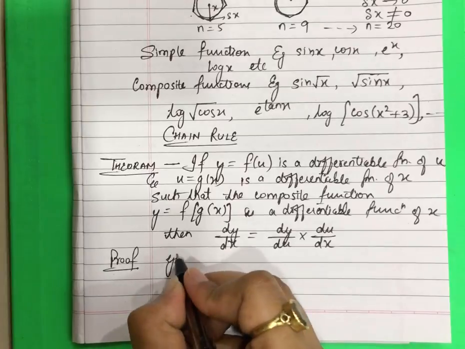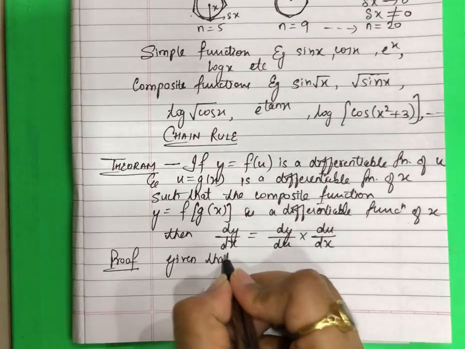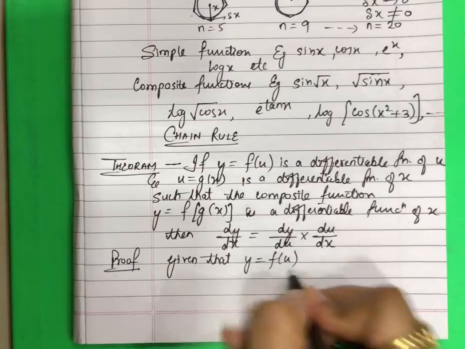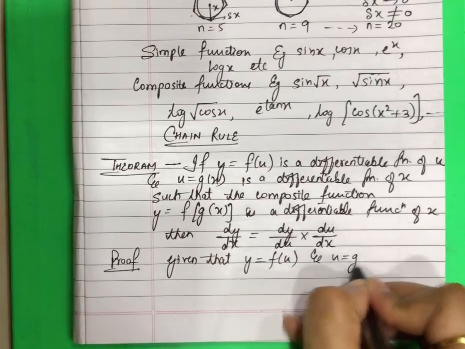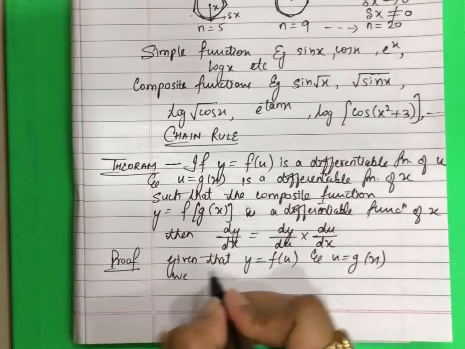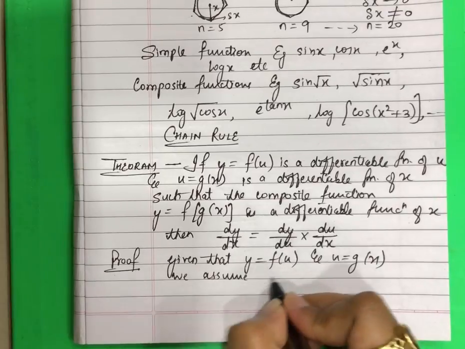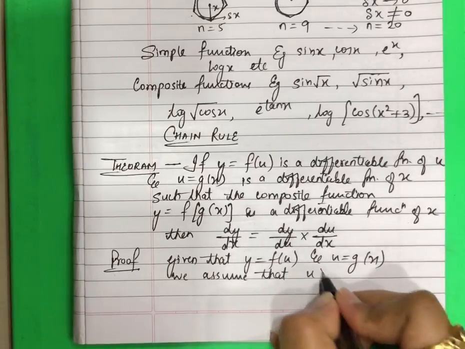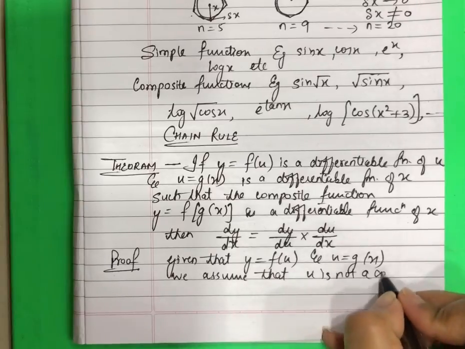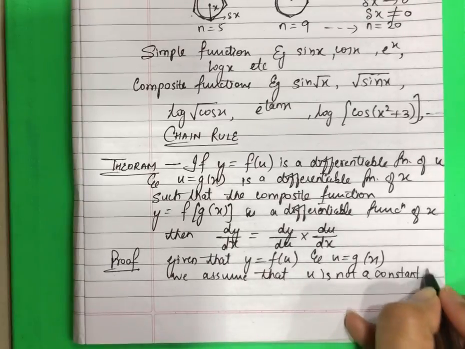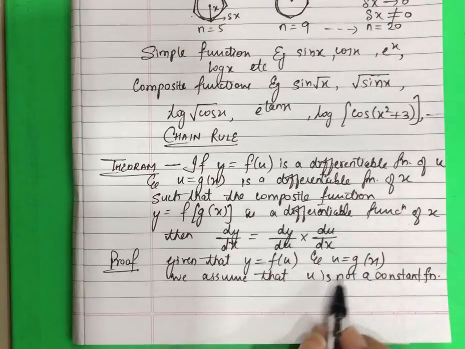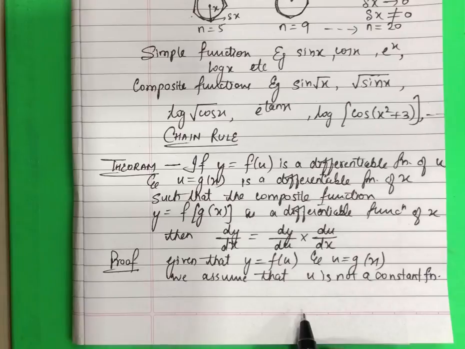In the proof, what is given? Given that y is equal to f(u) and u is equal to g(x). We assume that u is not a constant function. Obviously, u cannot be a constant function, otherwise we'll get the derivative of a constant function equal to 0, and then we cannot prove this theorem. So obviously u is not a constant function.